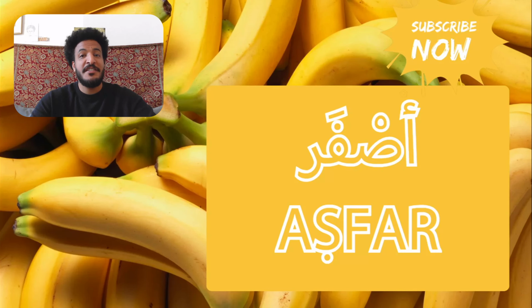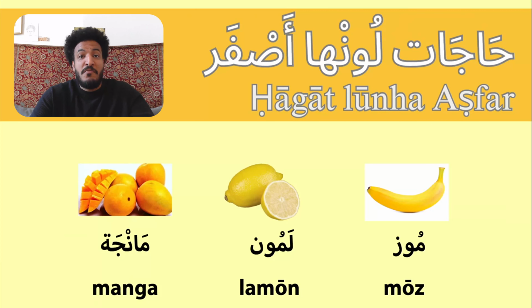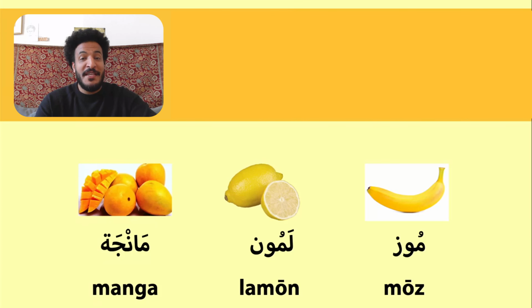أصفر is yellow in Arabic. And there are more than one famous objects for the color yellow. One of them is the banana and the other one is lemon. And in Egypt, mango have a lot of shapes and color. So I decided to also put mango in there because I like to speak about mango or eat mango or drink mango whenever I have the chance to. So موز is banana.